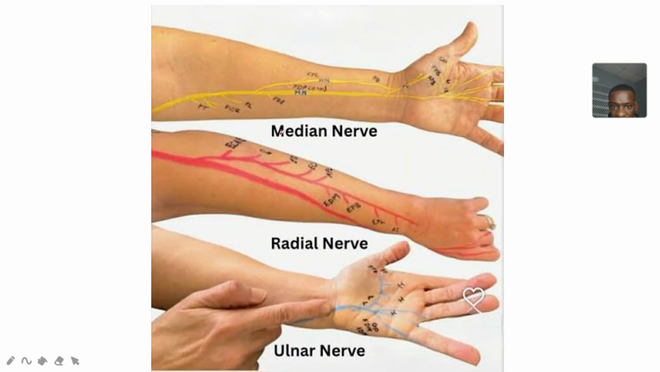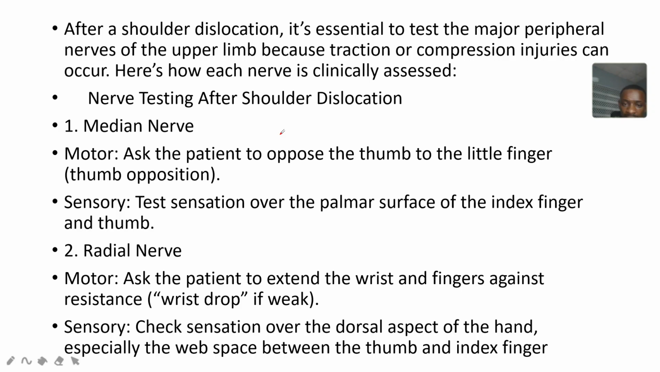So medial nerve, how do you test for it? You ask the patient to oppose the thumb to the little finger, do like this, okay? So you test sensation over the palmar surface of the index finger and the thumb.